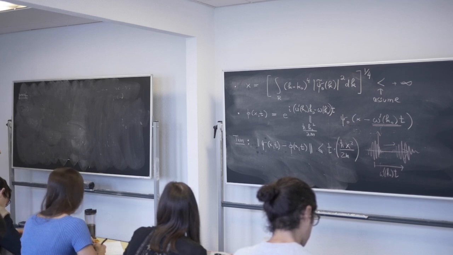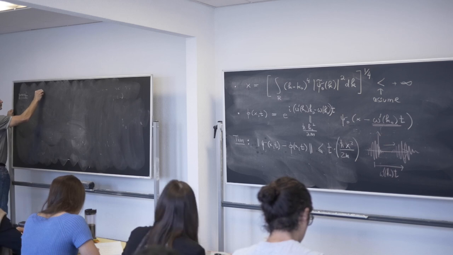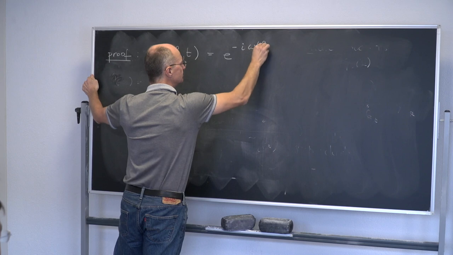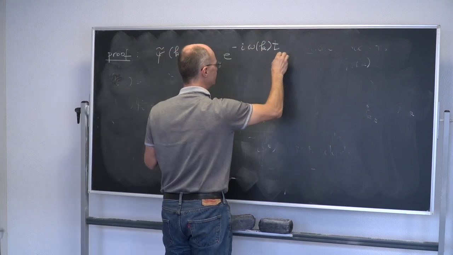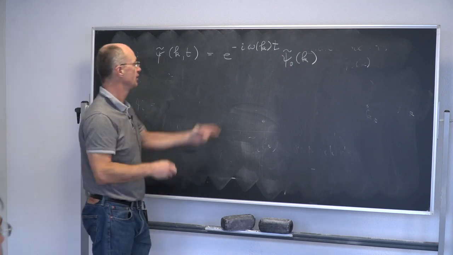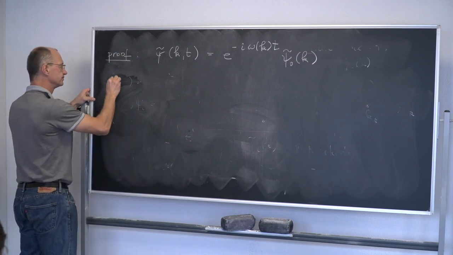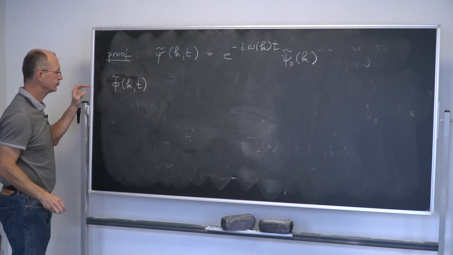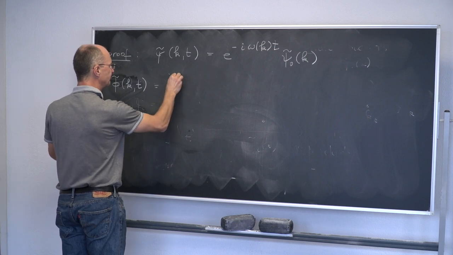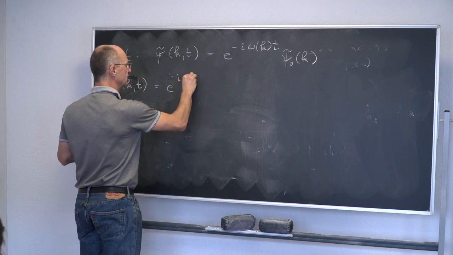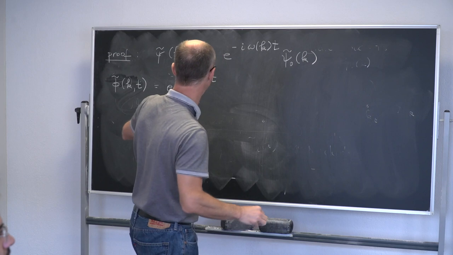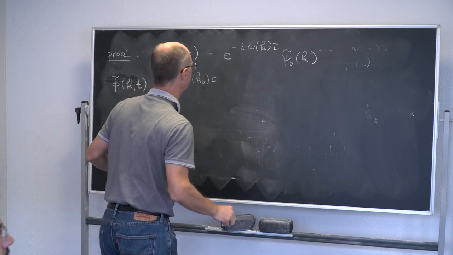So the proof. First of all, we know that the Fourier transform of the true solution is given by this formula, in terms of the Fourier transform of the original function at time zero. So that we know. Now let's compute the Fourier transform of the function phi. It will have this funny phase, whatever it is. I think we decided it's actually plus omega of k naught. Could it be true? Possibly. Okay.